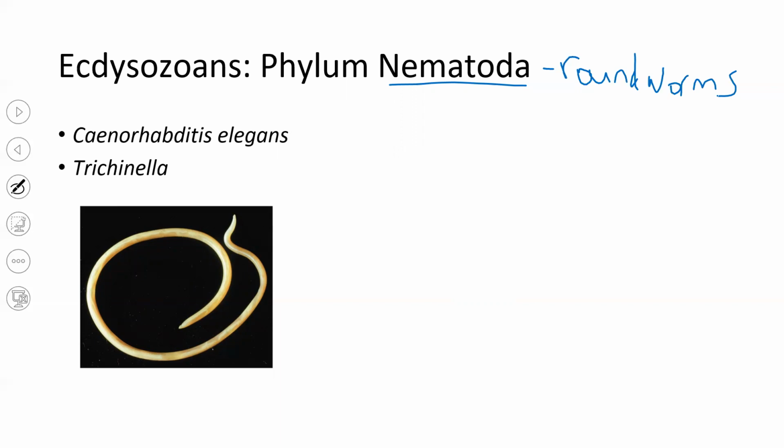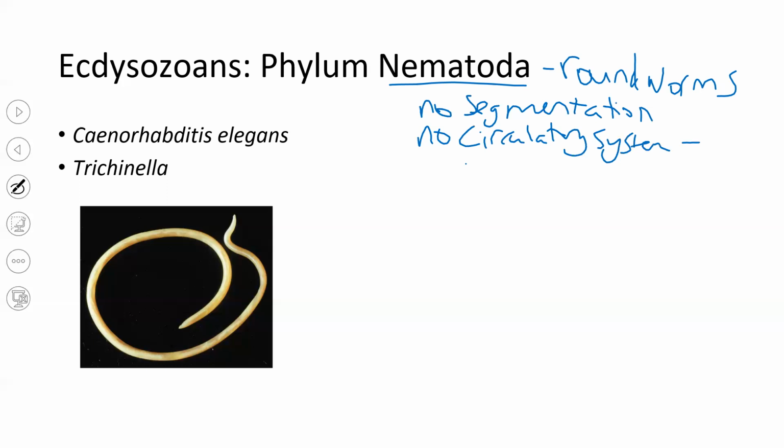Okay, so roundworms have no segmentation. So unlike the annelids, they have no segmentation. They do have a full GI tract, alimentary canal. But they don't have a circulatory system. So everything in their body is spread through diffusion. They have fluid in their pseudocoelom.